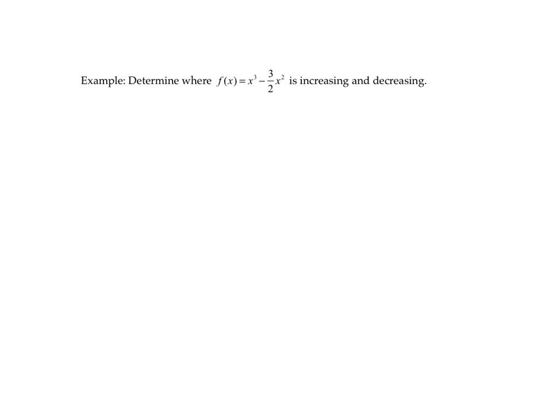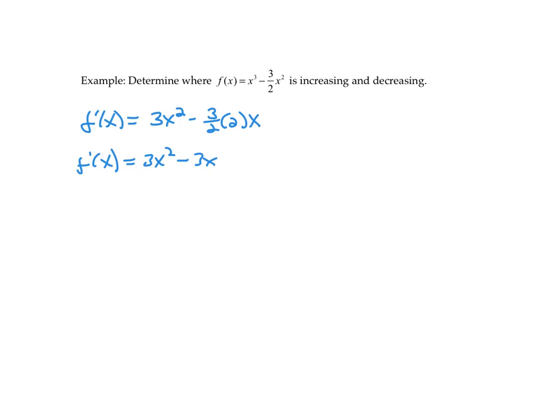So we're going to determine where f of x, which is equal to x cubed minus 3 halves x squared, is increasing and decreasing. Again, following our guidelines, our first step is to locate the critical numbers, and we do that by taking a look at the first derivative. So we have our first derivative, f prime of x. For this function, it would be 3x squared minus 3 halves times 2 times x. Let's simplify it to make it 3x squared minus 3x.